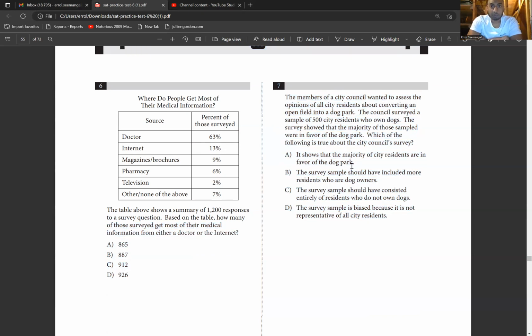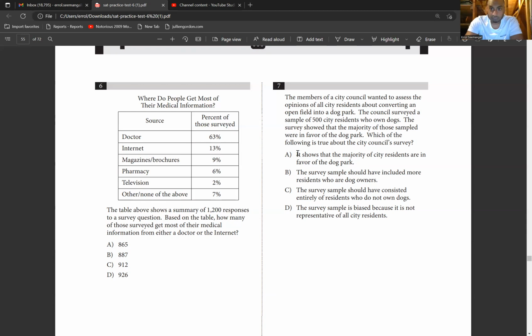Okay, the members of a city council wanted to assess the opinions of all city residents about converting an open field into a dog park. The council surveyed a sample of 500 city residents who own dogs. The survey showed that the majority of those sampled were in favor of the dog park. Which of the following is true about the city council's survey?